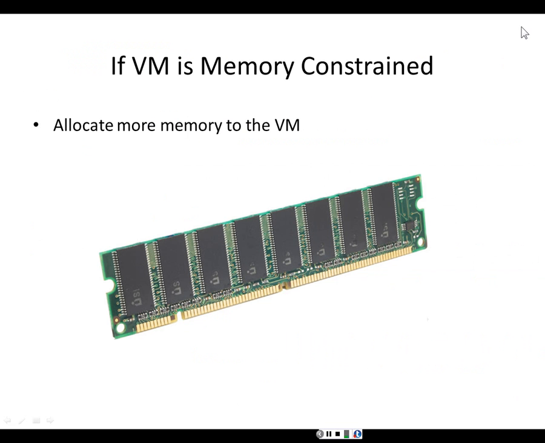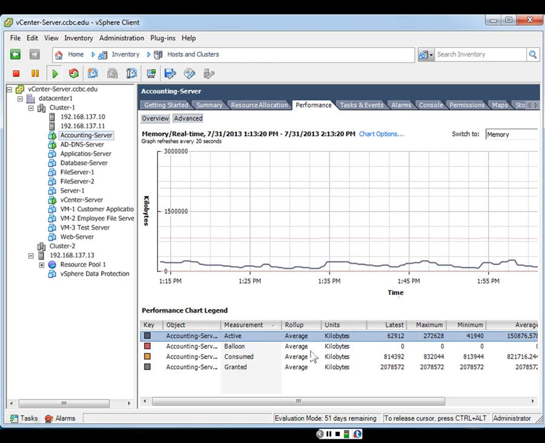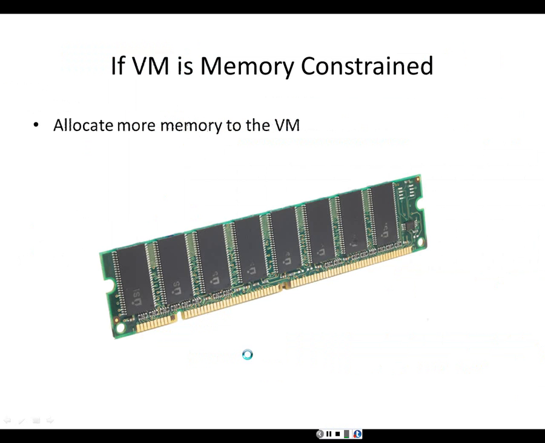But if there is a memory shortage, that is to say, if the free RAM is low, and if ballooning is high, and if swapping is high, well, that implies that the virtual machine is memory constrained. And if the virtual machine doesn't have enough memory, well, we just allocate more memory to that virtual machine, which we have already done in this course, but let's do it.